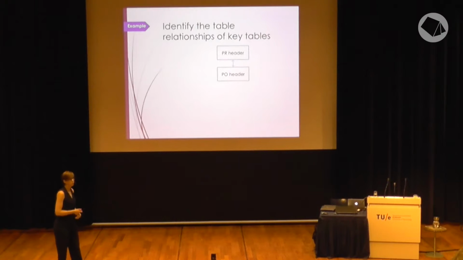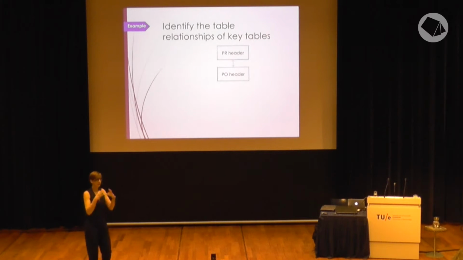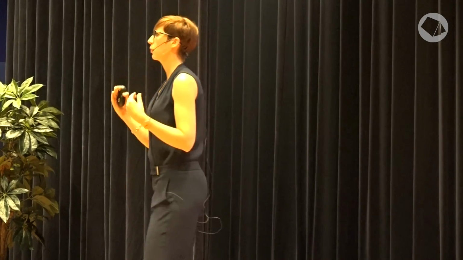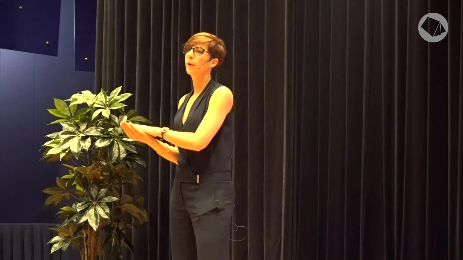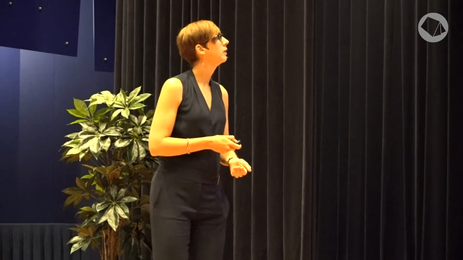So these are the first 2 tables. There's a one-to-one relationship, meaning if we have a table with a purchase order header, so all the header information of purchase orders, and we have another table with all the header information of purchase requisitions, there's a one-to-one relationship. One purchase requisition maximum leads to one purchase order, and one purchase order at max leads to one purchase requisition, or is preceded by one purchase requisition.